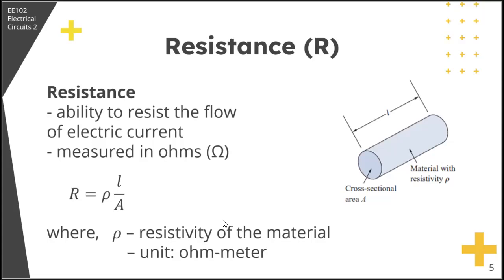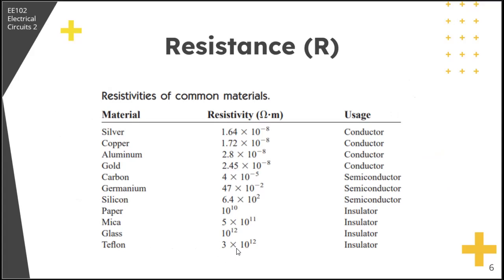The resistance of any material depends on its cross-sectional area and its length. This is the cross-sectional area, and this is the length. In mathematical form, R is equal to rho L over A, rho being the resistivity of your material, expressed in ohm meter. Based on resistivity, a material can be classified as a conductor, a semiconductor, or an insulator.